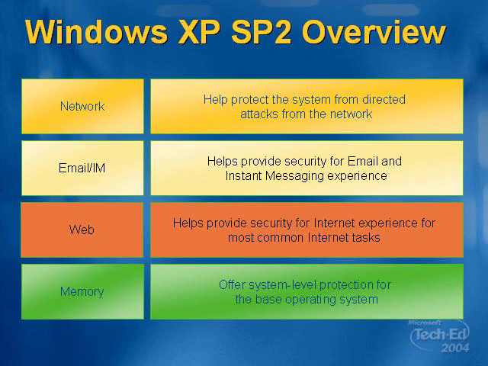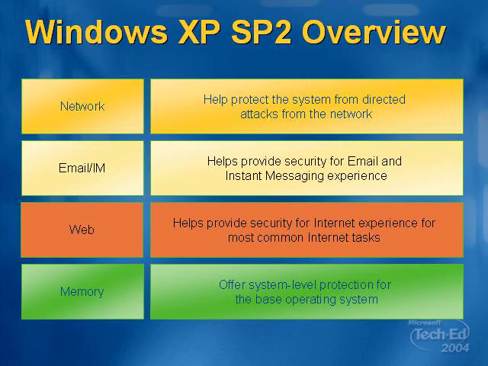You can characterize Service Pack 2 really as four major areas. The first is network: changes that we're making to help protect the system from attacks over the network. What that means is I've got my machine here. Network, you can think of the attacks out here, trying to come into the machine.